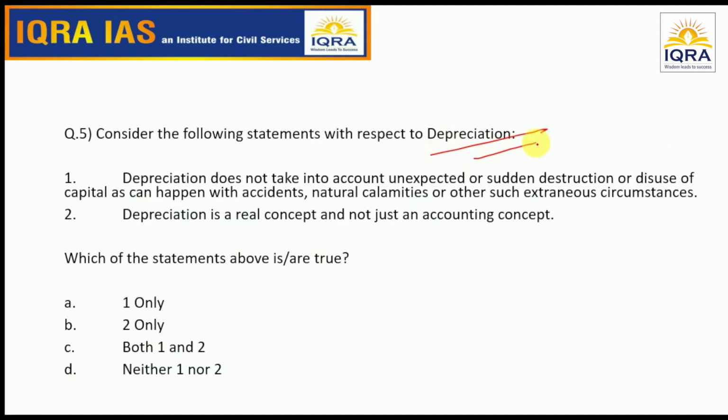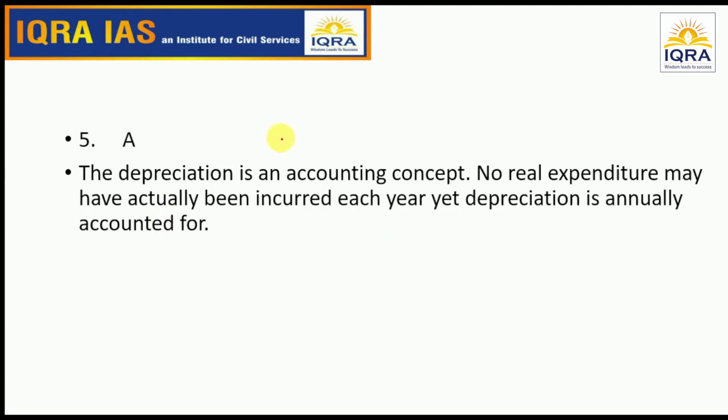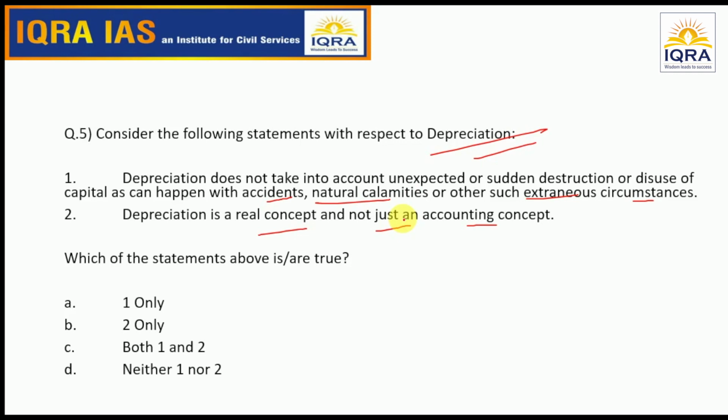The question is with respect to depreciation. Depreciation does not take into account unexpected or sudden destruction or disuse of capital as can happen with accidents, natural calamities, or such other external circumstances. Depreciation is a real concept and not just an accounting concept. So the first statement is correct, because it is not necessary that every year some expenditure on depreciation has been made, and it does not take account of the unexpected or sudden destruction, rather the wear and tear losses. This is what we call depreciation.